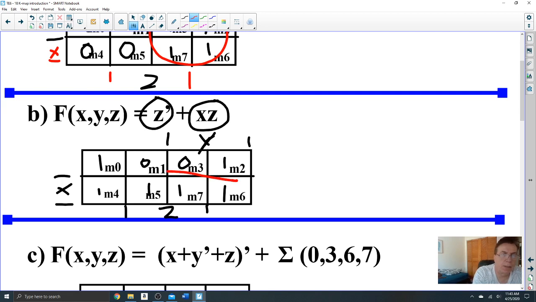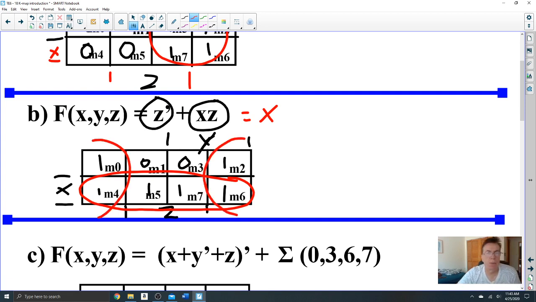Definitely a quad right here, right? We see the quad. We don't see an octet, but we see a quad. This quad is x, so we'll put x. And M2 and M0, those are not singles, and this is not a pair. This is a quad. You can cover M2 and M0 with the quad when we attach this to M4 and M6. So this quad is Z prime. So X plus Z prime. So Z prime plus XZ is actually X plus Z prime.